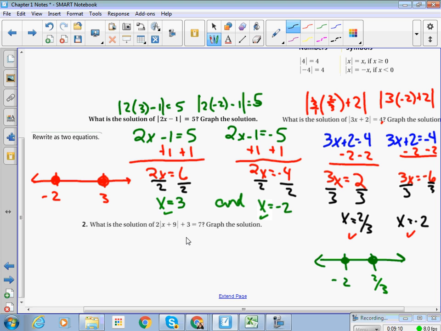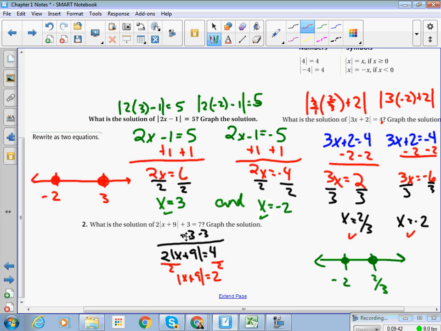So the first thing I'm going to do, it would be as if I'm looking at this absolute value like I would if the whole thing were just x. So I'm eliminating everything except the absolute value. So I'm going to minus this 3 from both sides and get 2 absolute value of x plus 9 equals 4. Then I'm going to divide by 2. Absolute value of x plus 9 is equal to 2.